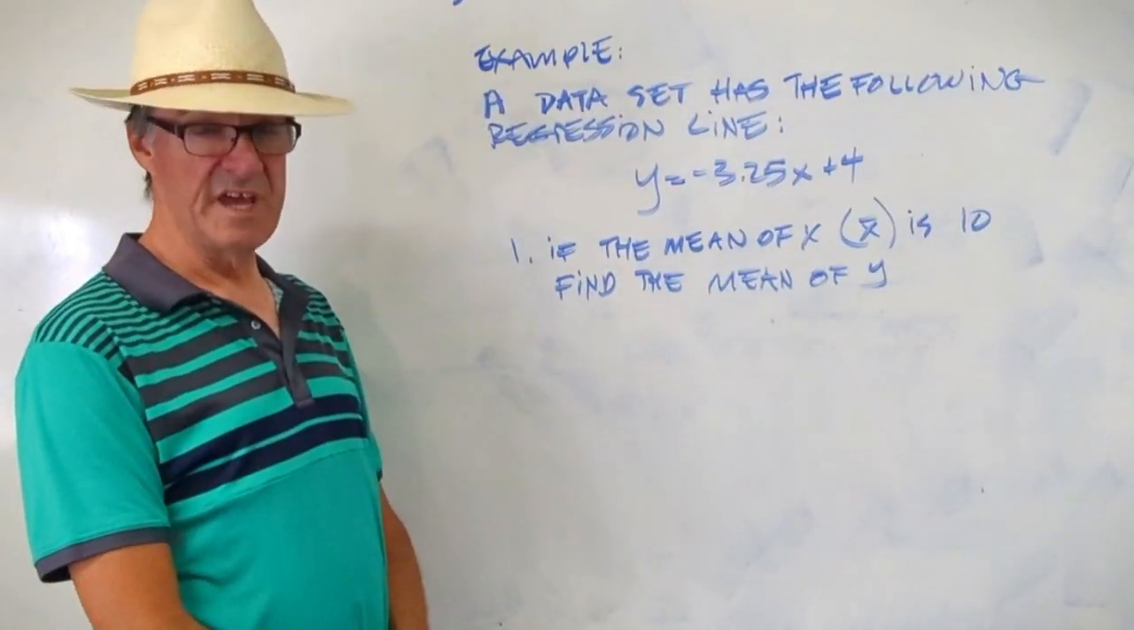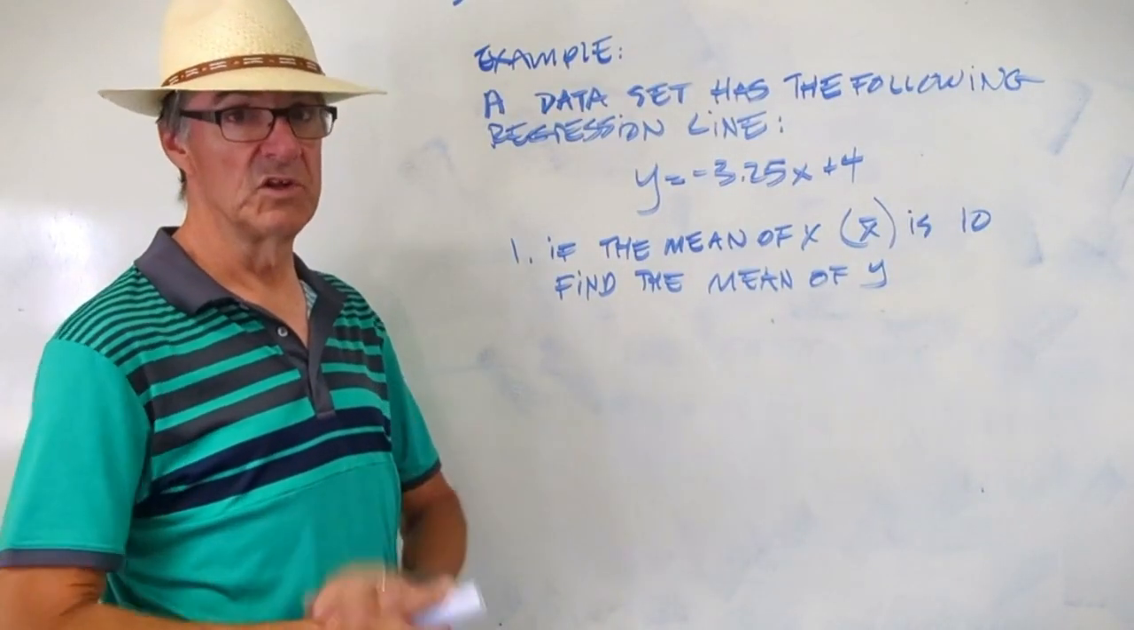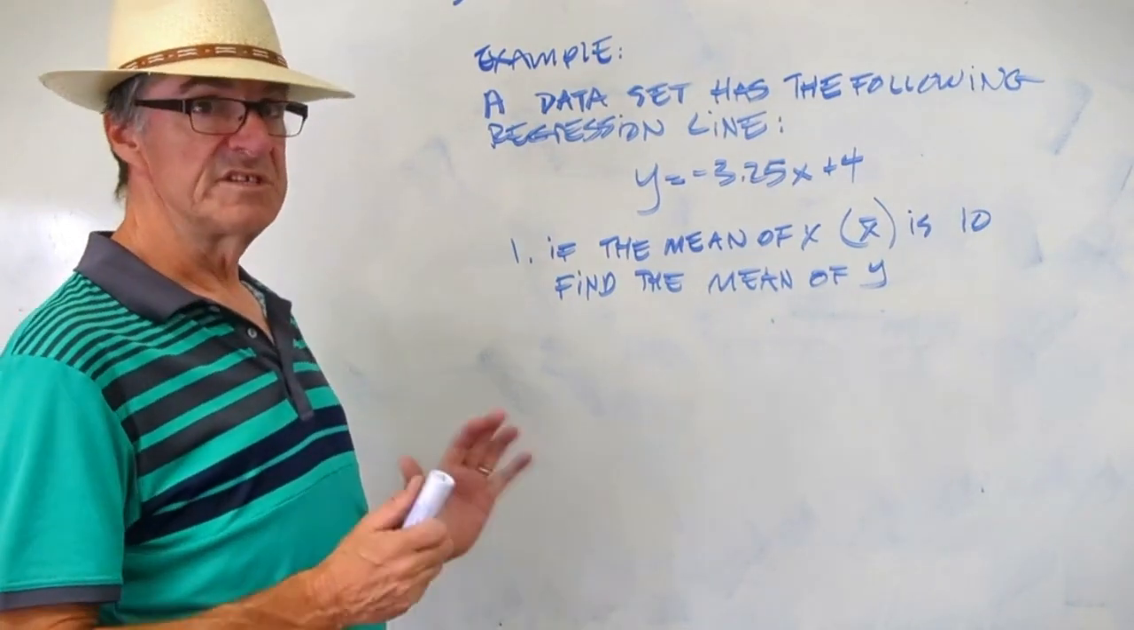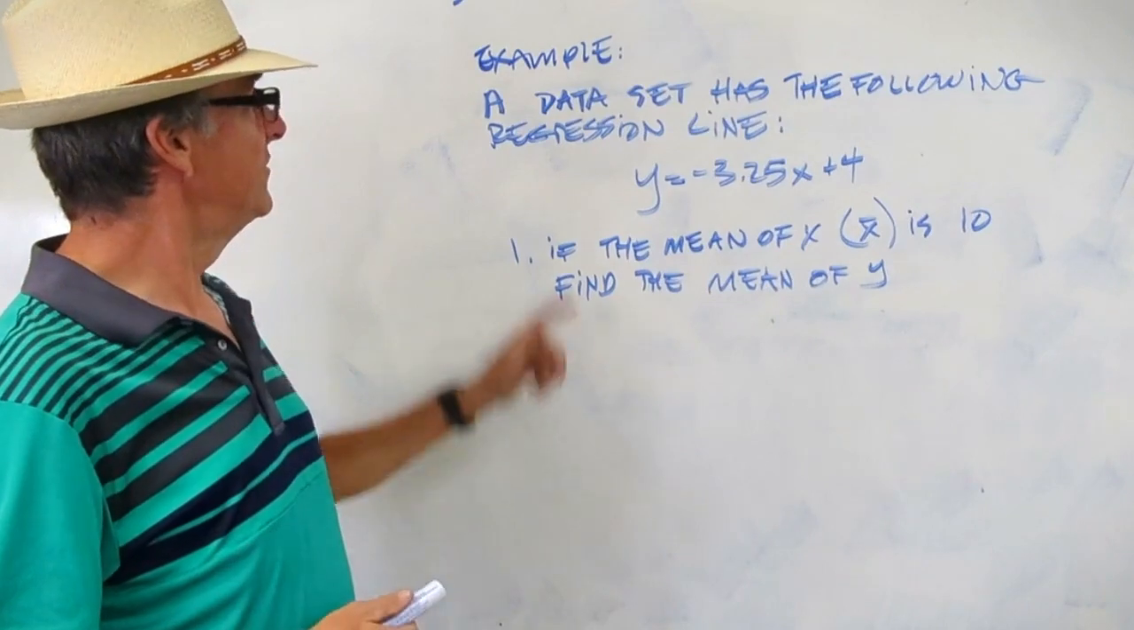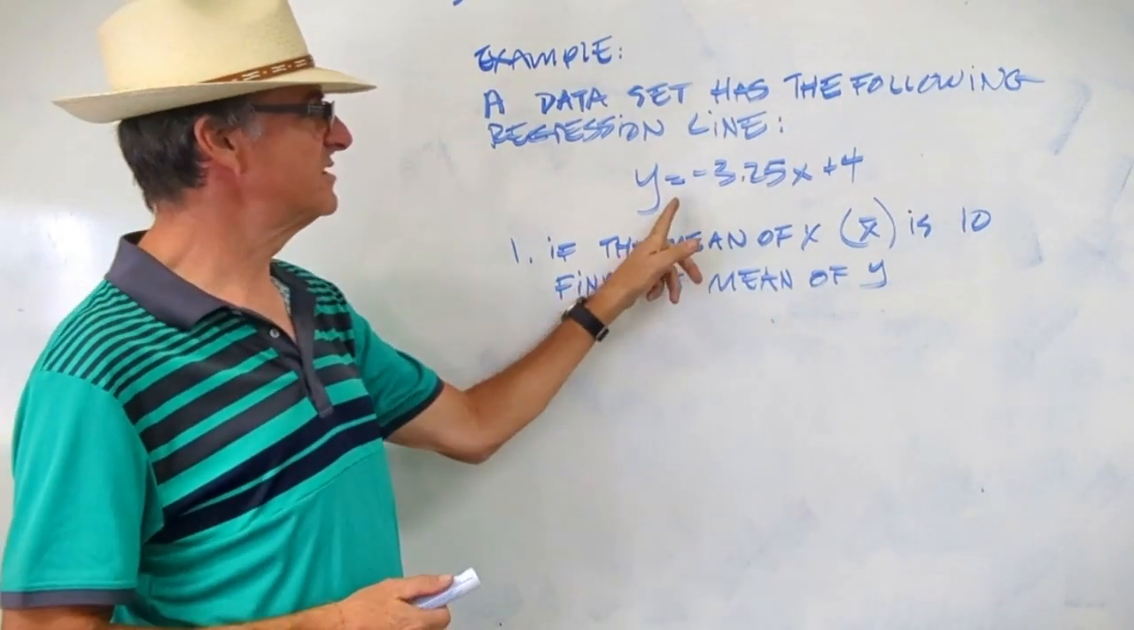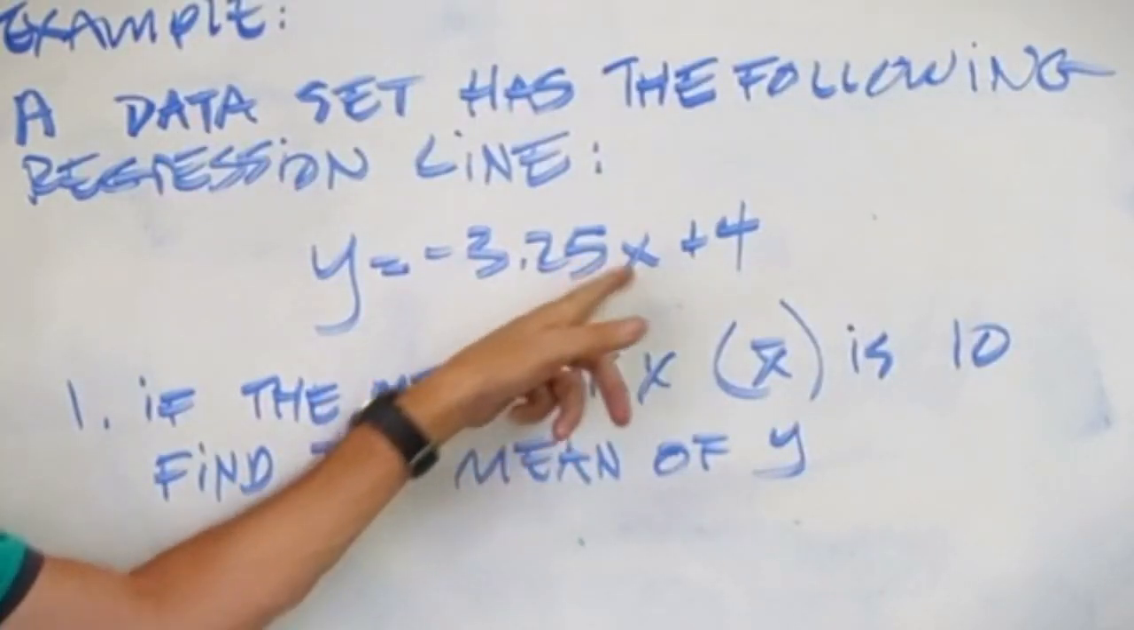Let's do a few examples to put to work some of the stuff we learned in this chapter. So here's a typical paper 1 type IB problem, so no calculator. So a data set has the following regression line, y equals minus 3.25x plus 4.